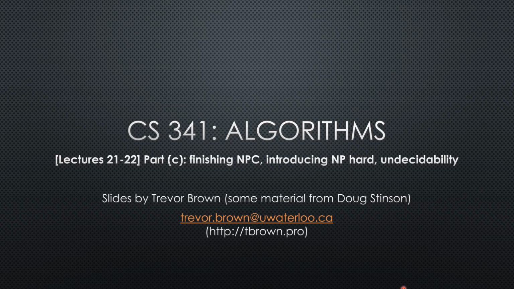Today we're going to wrap up NP completeness with one final poly transformation. And then we're going to introduce a complexity class called NP hard, and finally the complexity class called Undecidable.